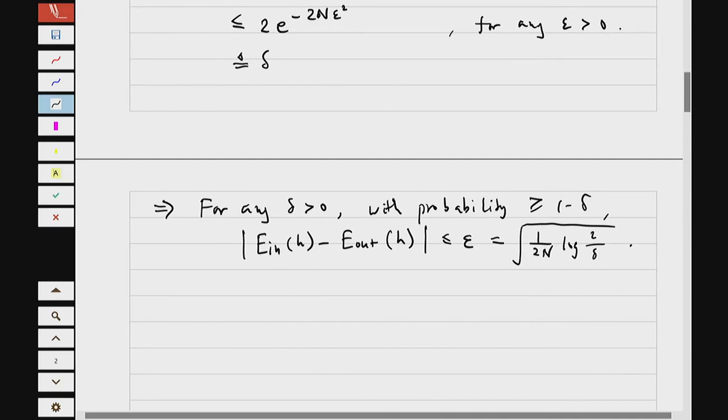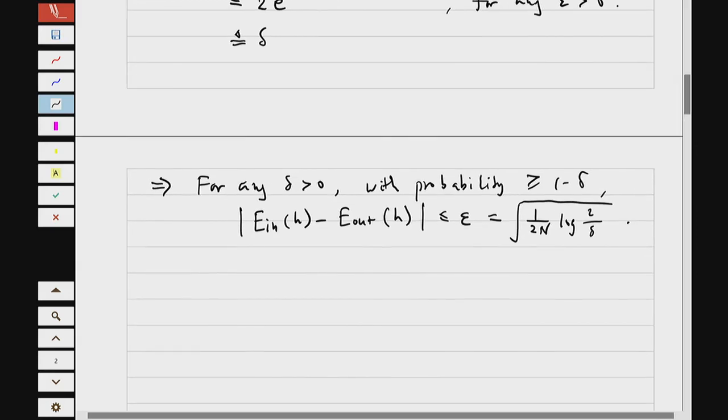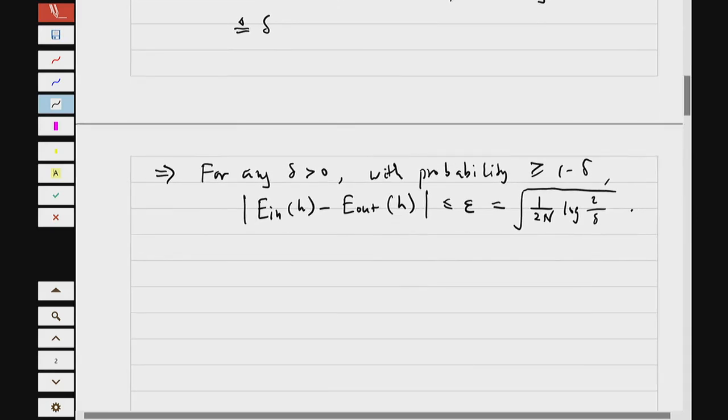So our test error can be very close to the training error, as close as you want, epsilon, depending on what confidence you want and how many data points you have. Right. Okay. You can always choose n and delta to make epsilon small enough.